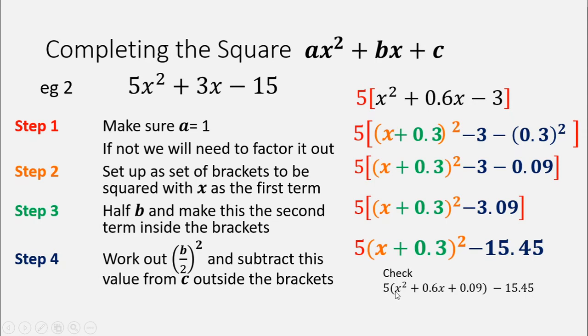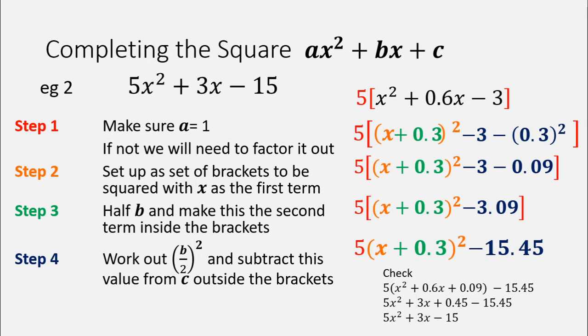Now I need to multiply what's inside this bracket through by 5. I don't need to multiply this through by 5 because you see I did it already up here. So that's going to be 5x squared plus 3x plus 0.45 minus 15.45. I can already see this is looking good. I've got the 5x squared, I've got the 3x, and if I've done this correctly, I should have minus 15. And I do.